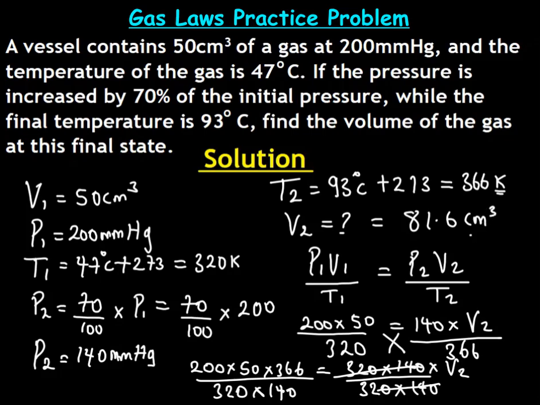And this is the value of the volume of the gas if the pressure is increased by 70% of the initial pressure at this temperature.